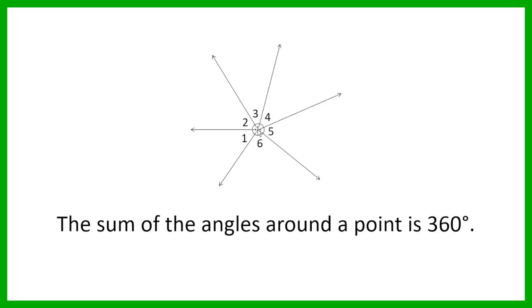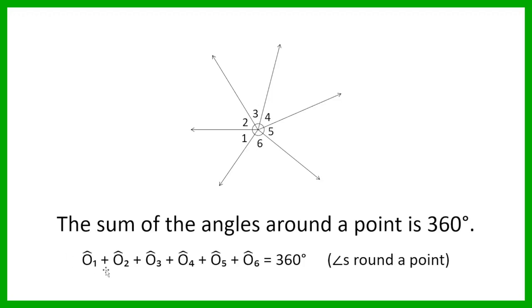When you've got angles around a point, then the sum of those angles is 360 degrees because this is a complete revolution. Remember, when we learned about angles, we learned that a revolution is 360 degrees. So the sum of all of these angles is 360 degrees. So over here I can say angle O1 plus angle O2 plus angle O3 plus angle O4 plus angle O5 plus angle O6. All of those angles add up to 360 degrees.